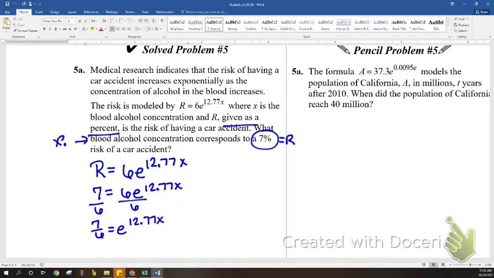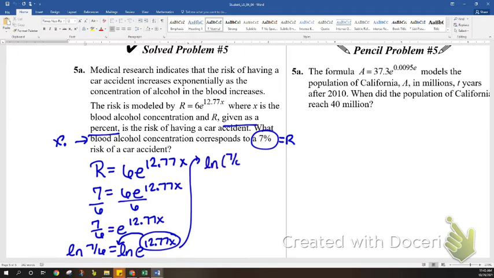Now, I can't get like bases, so remember, if we can't get like bases, we're going to log both sides. So we're going to have the natural log of 7/6 equals the natural log of e to the 12.77x. Well, we did that so that we could get that x out of the exponent, so we're going to take the entire exponent and put it in front of its logarithm. So we end up with the natural log of 7 over 6 equals 12.77x natural log of e.